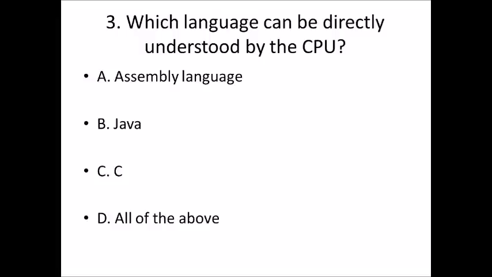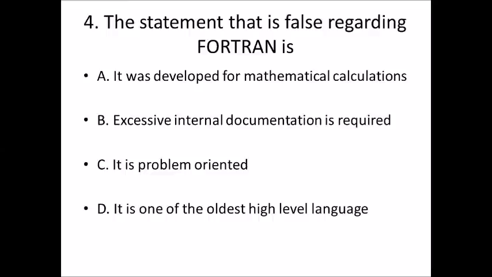Answer వచ్చేసి option A, assembly language. Fourth bit, the statement that is false regarding FORTRAN is. Option A, it was developed by mathematical calculations. Option B, excessive internal documentation is required. Option C, it is problem oriented. Option D, it is one of the oldest high level language. Answer guess cheyandi.